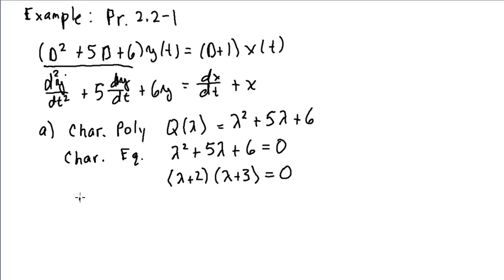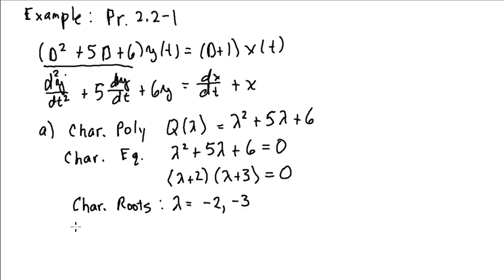And then the characteristic roots are the solutions to the characteristic equation, the values of lambda for which the characteristic polynomial is equal to 0. Of course, we could use the quadratic equation to find the roots in this case, but since I factored it, we can see by inspection that the characteristic roots are lambda equals minus 2 and lambda equals minus 3. Just set lambda plus 2 equal to 0, and then lambda plus 3 equal to 0.